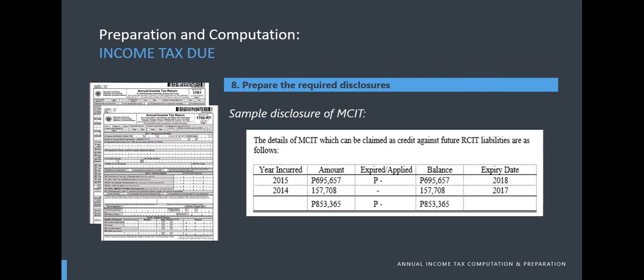This applies also to the MCIT, wherein the year of incurrence, the amount, the amount expired or applied, the balance, and expiry date are also among the details that must be disclosed in the financial statements of the taxpayer.